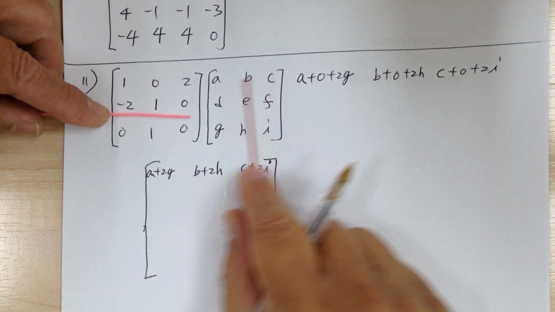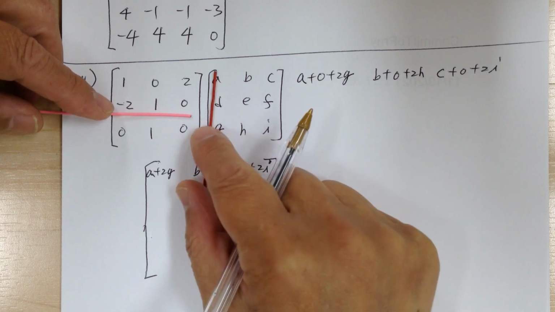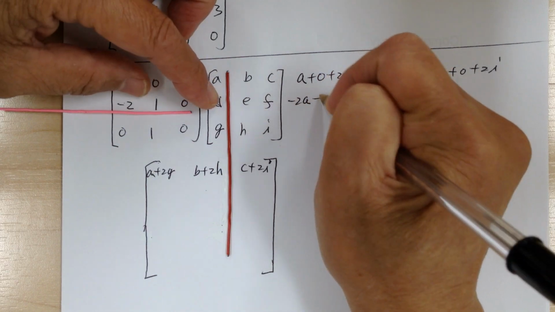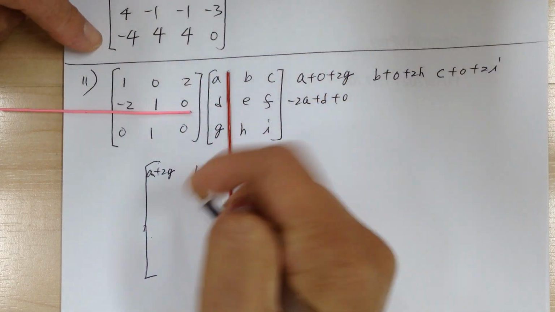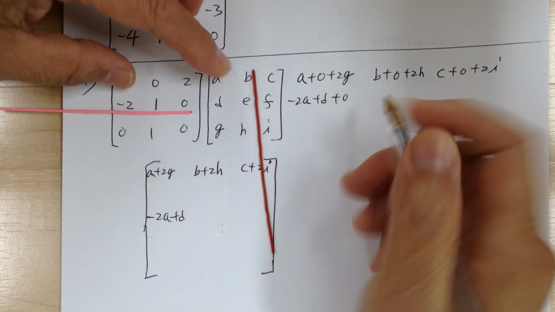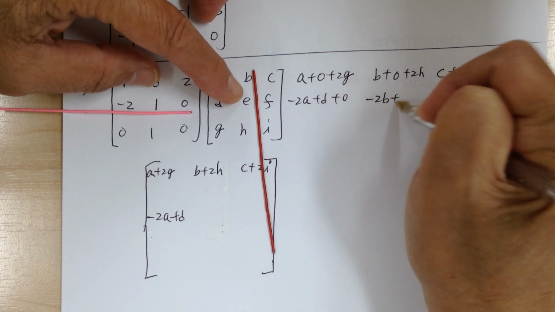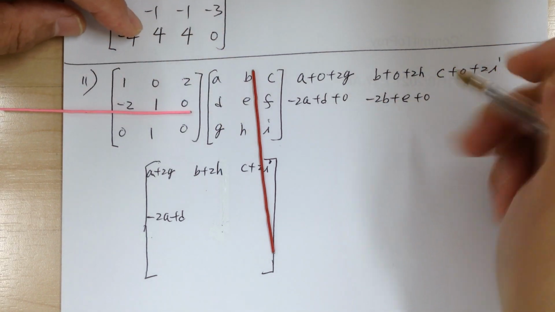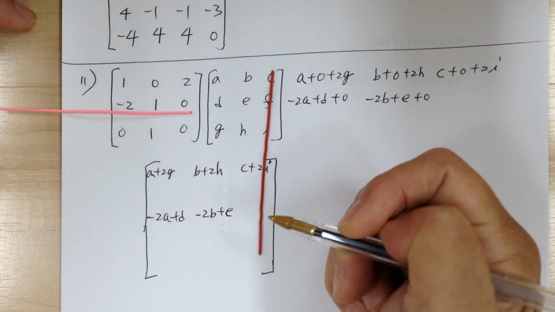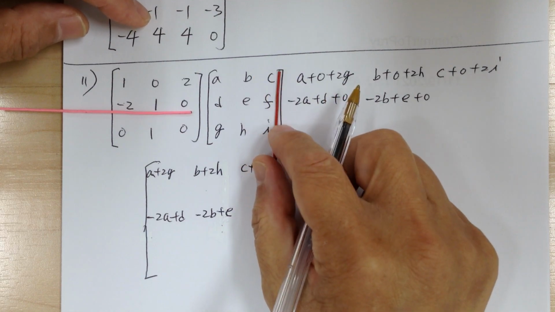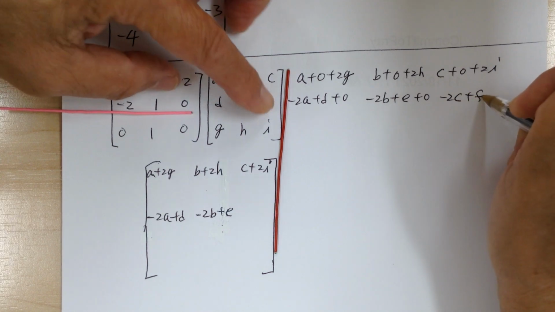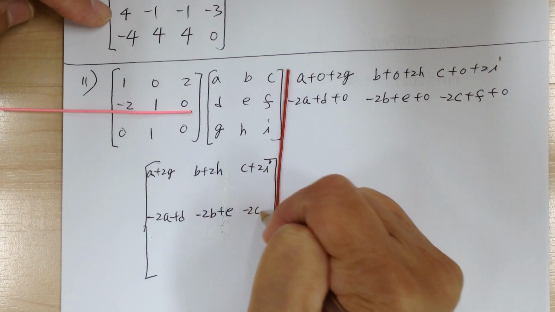Now let's go to the second row. Okay, so when you multiply, you're going to get minus 2A plus D plus 0. So it would be minus 2A plus D. In the next column, you're going to get minus 2B plus E plus 0. Okay, so this would be minus 2B plus E. Okay, go to the third column. So you multiply, you're going to get minus 2C plus F plus 0. So it would be minus 2C plus F.